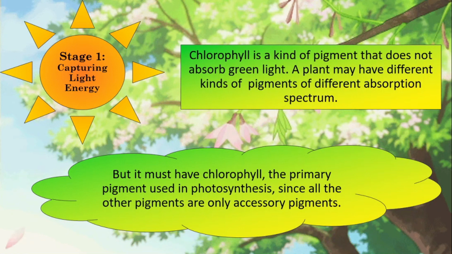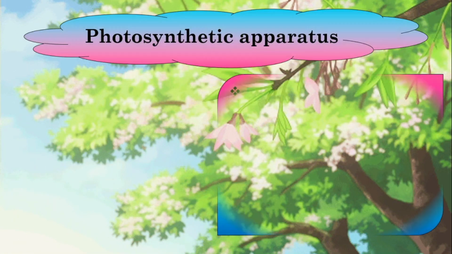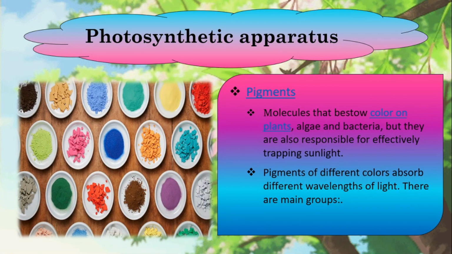Chlorophyll traps and absorbs light energy from the sun and uses it to power the chemical reactions of photosynthesis. There are various chlorophyll pigments in plants. Pigments are molecules that bestow color on plants, algae, and bacteria, but they are also responsible for effectively trapping sunlight. Pigments of different colors absorb different wavelengths of light.